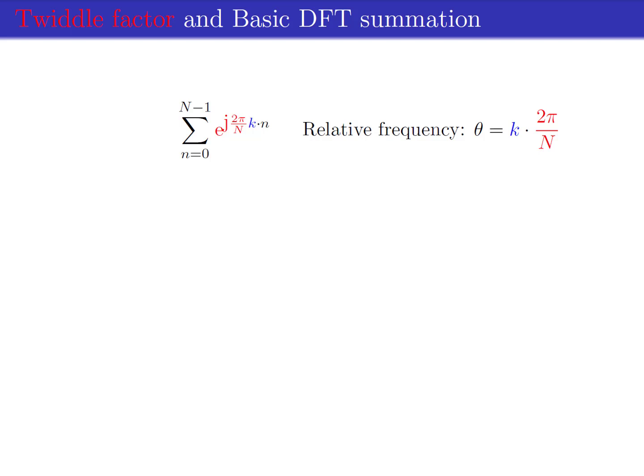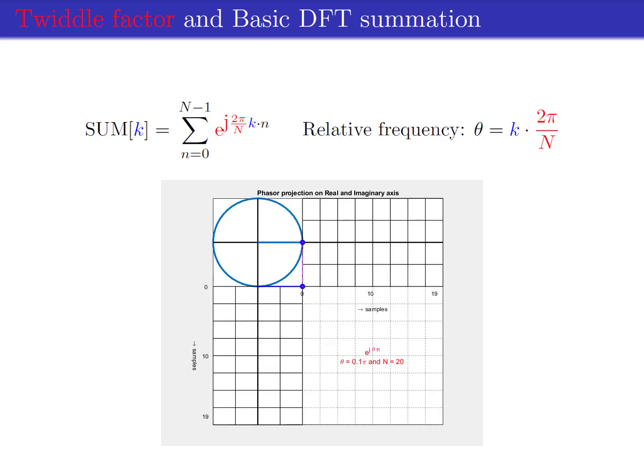Since the summation index is n, the resulting sum is a function of the DFT index k. Thus, in the summation we add N, capital letter N, terms of the discrete time phasor with relative frequency k times 2 pi divided by N. In the following animations we will show how this twiddle factor acts in the DFT summation.